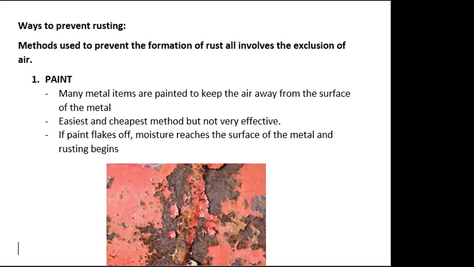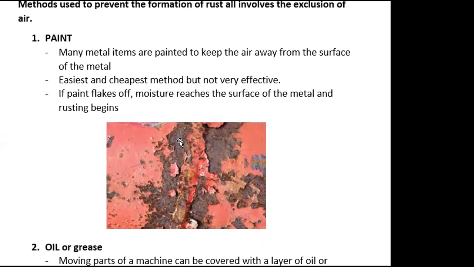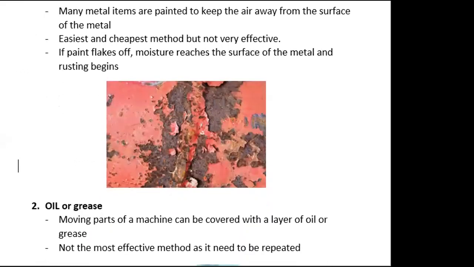But painting isn't the best way to prevent rust, because after a while the paint crusts off, it flakes off, and then the moisture in the air can reach the bottom layer of the metal. So painting is good, but it's a temporary fix.